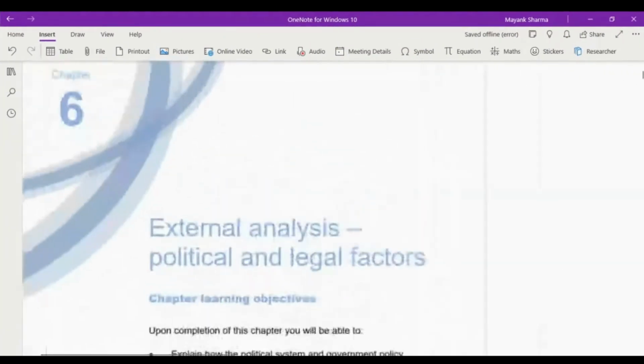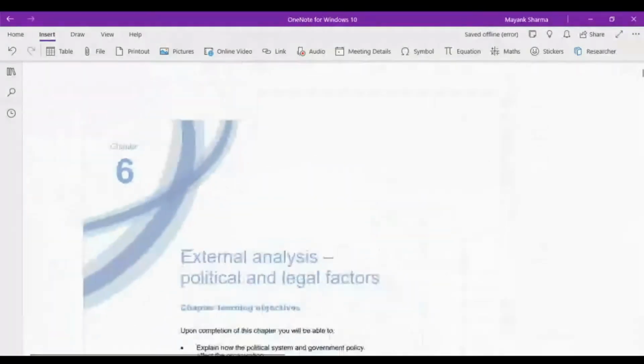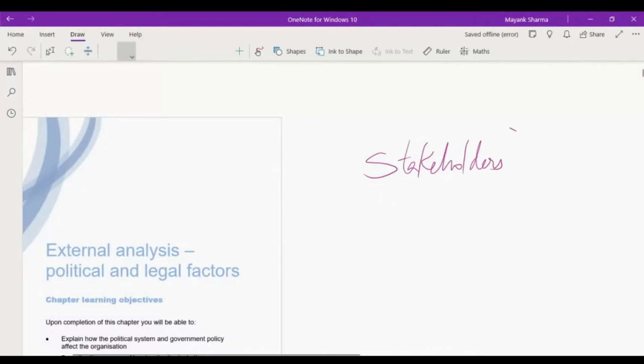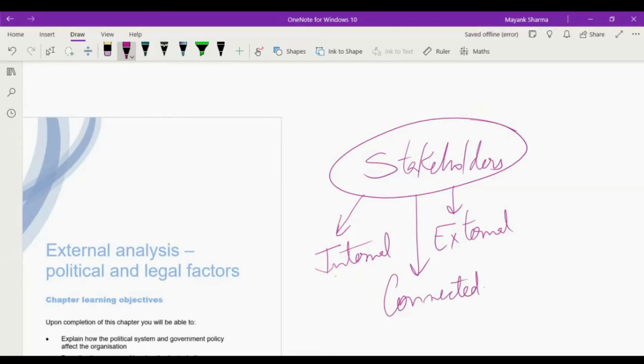So this is chapter number 6, which we have to start now, that is related to external analysis. In the previous chapter, we had discussed stakeholders. Stakeholders can be categorized as internal stakeholders and external. And one category is not internal, but is directly linked to the organization. Those we call the connected stakeholders, right? So internal, external, and connected, these were the three categories of stakeholders.